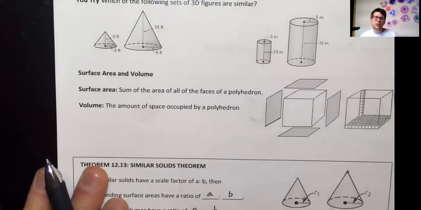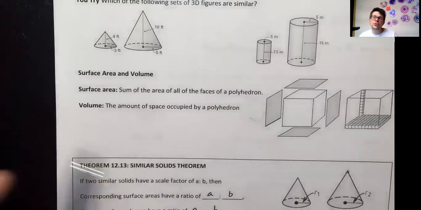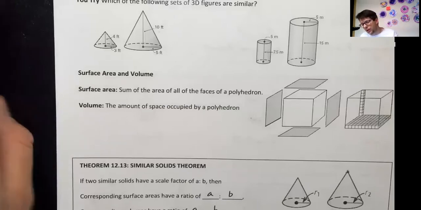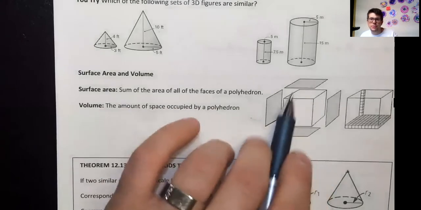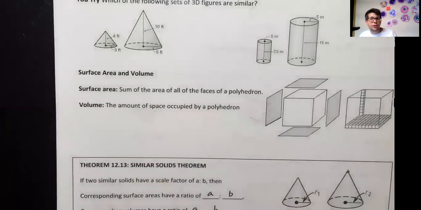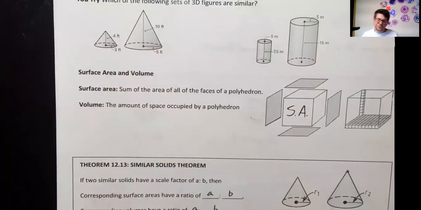So now surface area is going to be the sum of the areas of all the faces. So if you had a three-dimensional shape, and if you could take the front off and the top off and the bottom off and the left side and the right side, if you could take all those pieces off and then find the area of each of them and add them up, that would be surface area. So if you take a look right here, I have a three-dimensional cube, and I'm taking off all of the sides, and I would find the area of each and add them up. That is going to be surface area right there.